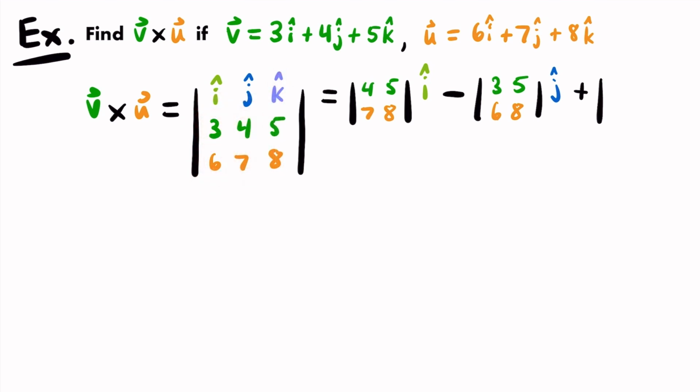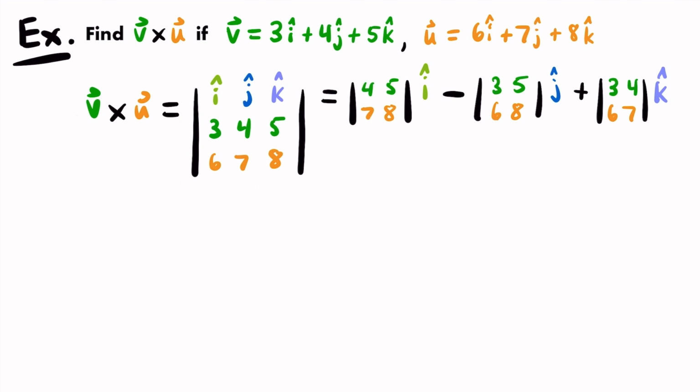So here's our matrix. We're going to have 3, 4, 6, and 7, and that will be multiplied by vector k. This right here is going to allow us to find the cross product of vector v and vector u.